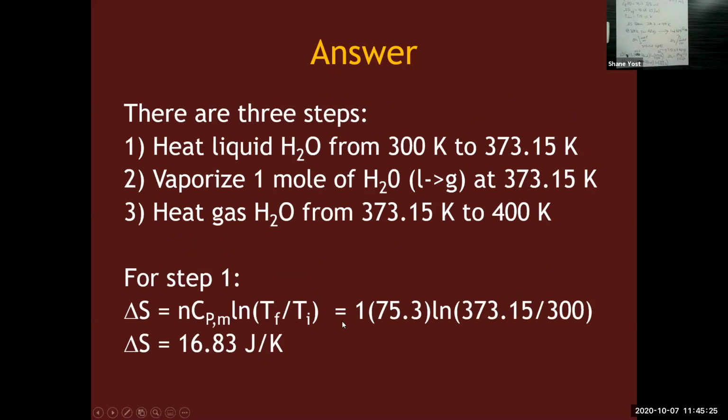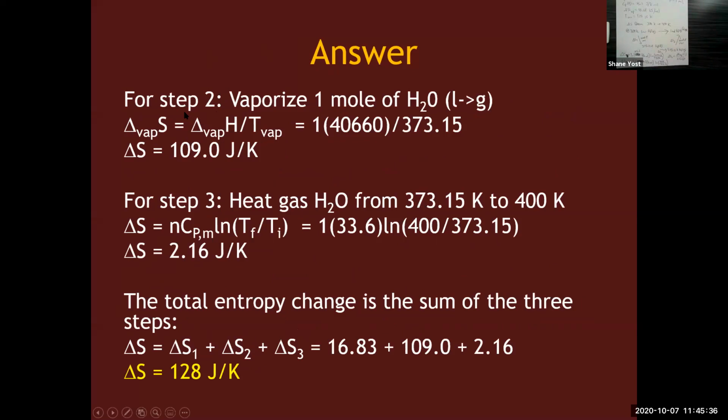For step one, 1 times 75, the heat capacity of the liquid, times the logarithm of the temperature change gives us 16.83 joules per Kelvin. Next, for step 2, I take the enthalpy of vaporization times 1. Enthalpy of vaporization was given in kilojoules, so I convert this to joules, divided by the temperature of vaporization. It gives me 109 joules per Kelvin.